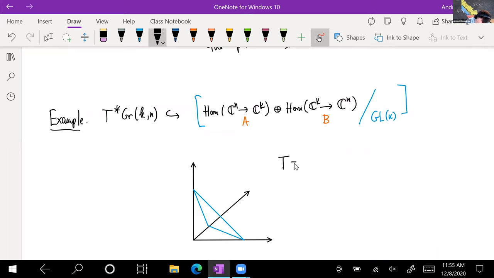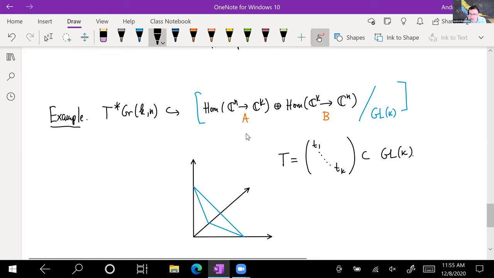If I take the torus, which is just the maximal torus, T1 through TK in GLK, its weights in the A part are just T1, T2, and so on. These are the weights. The cone spanned by them is some part of the positive octant. And similarly for B, it's the opposite. So these are the weights, this is the cone.